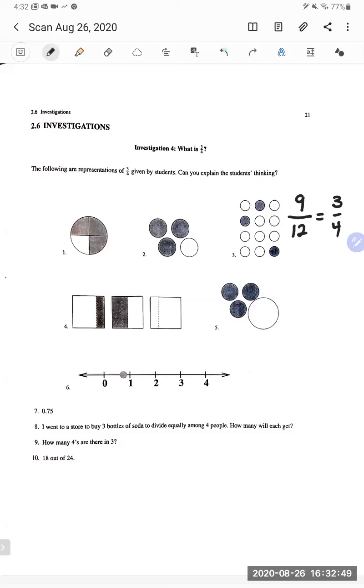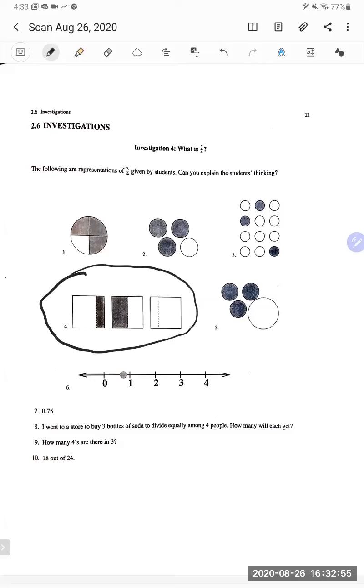Okay, so I want you to give the video a pause again and take a look at number 4. Take a look at number 4 now and see if you can figure out how number 4 represents 3/4. So give the video a pause.